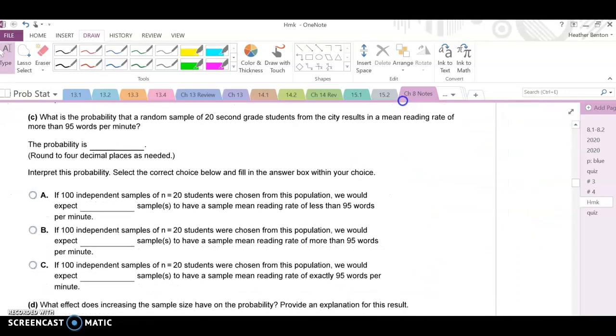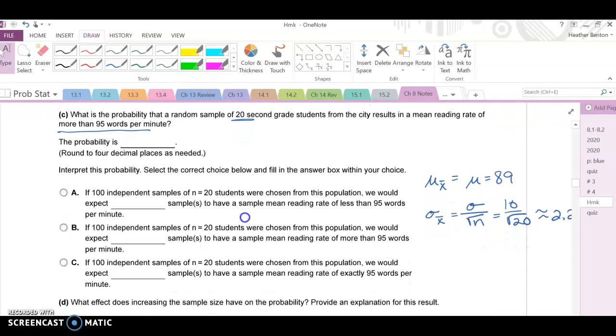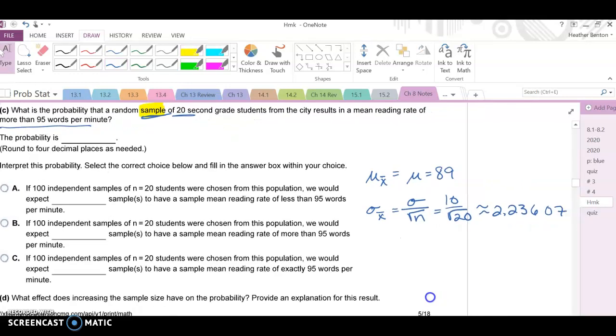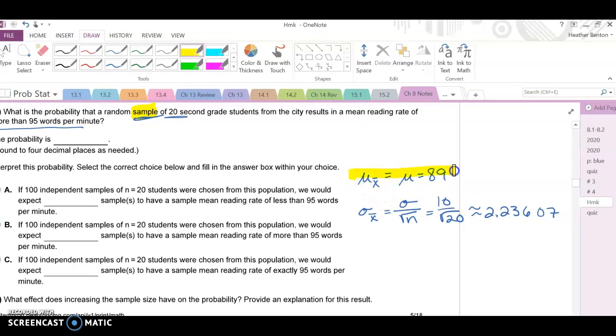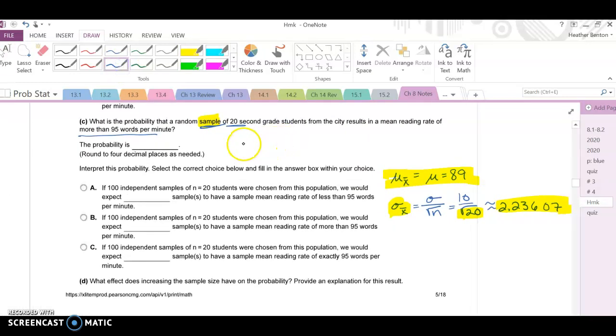Alright, so then in part C, what is the probability? Still more than 95. The only thing they changed this time is now our sample is 20. Okay, so since it's 20, again, we're doing a sample, which is our key that changes the standard deviation. The mean doesn't change, it's still 89. But the standard deviation, now we're dividing by the square root of 20. So 10 divided by square root 20 is going to be 2.23607. So we're going to put this one in our calculator.